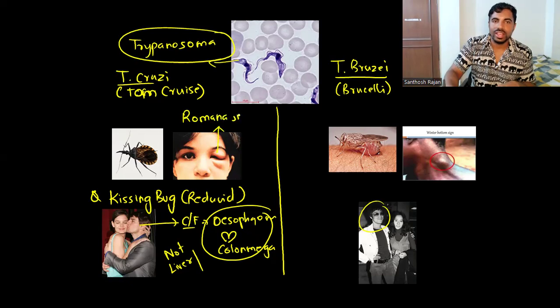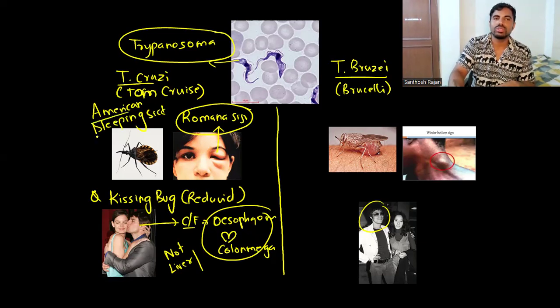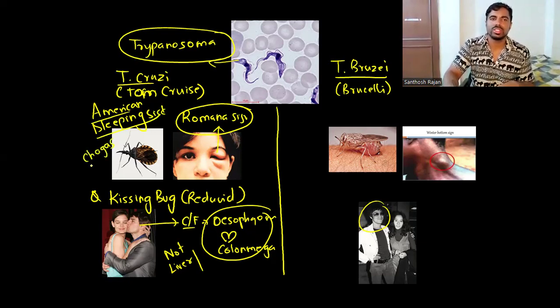Romana sign. Why is this all? What are the symptoms? Where does it take you? These are the symptoms of American sleeping sickness. Tom Cruise is from America, so American sleeping sickness. Remember, Tom Cruise, American sleeping, also called Chagas disease. Doesn't matter, everything Vegas or Chagas. He's coming from Vegas, only Tom Cruise from Vegas, so it's Chagas disease.